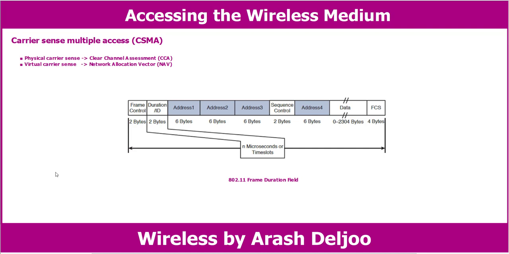About the virtual carrier sense, we can use the duration ID field in the 802.11 frame, which you learned about. Look here, we learned about the Address 1, Address 2, Address 3, and Address 4 fields, and also about the To DS and From DS fields. Now we are talking about the Duration ID.